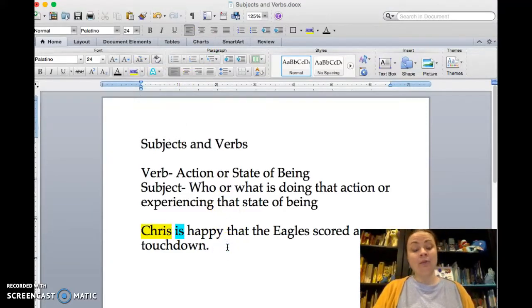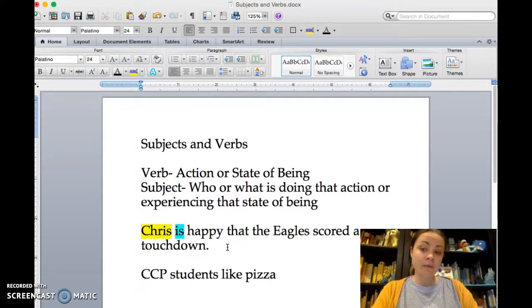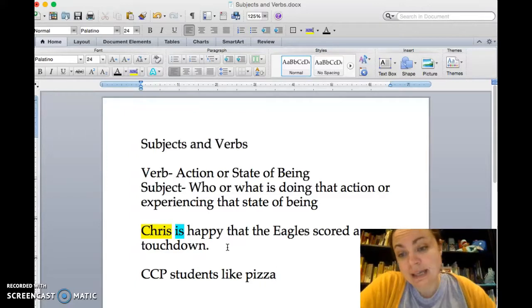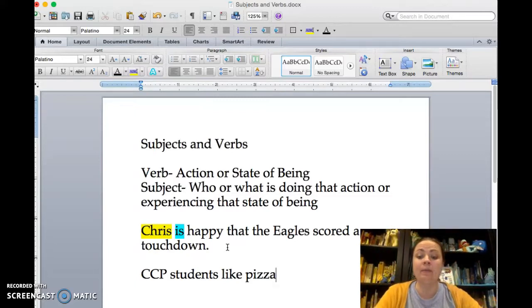Now we've established that we're going to highlight our subjects in yellow and our verbs in blue. If we have the second sentence, CCP students like pizza. I think maybe CCP students might like wings a little bit more. What else do CCP students like? I don't know. I say we can go with pizza. I think people still like pizza. Food truck food, the Mexican truck. We're going to go with pizza. So, CCP students like pizza.